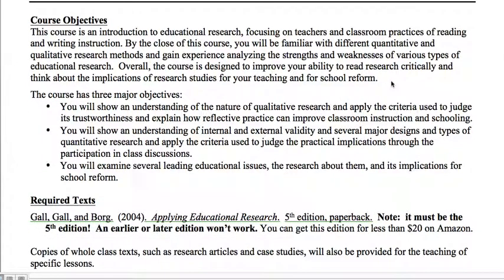Course objectives. For the most part, this is just an introduction to educational research. It's going to allow you to become familiar with different types of research. How do you read it? Overall, this course is really designed to improve your ability to read research critically and think about the implications of research studies for your teaching, for your own classroom, or for whatever position you may hold in education.